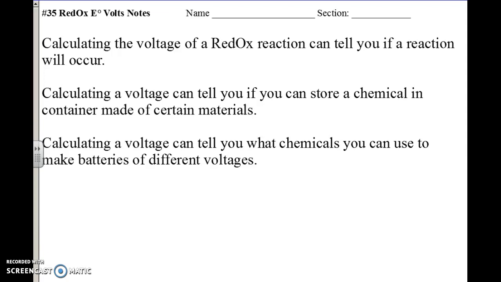So as it says here on the board, calculating the voltage of a redox reaction can tell you if a reaction will occur. Calculating a voltage can tell you if you can store a chemical in a container made out of another chemical. In other words, if you're building a battery, what could you make the outside out of? And then finally, we're going to calculate voltages to tell you what chemicals you can use to make batteries of different voltages.